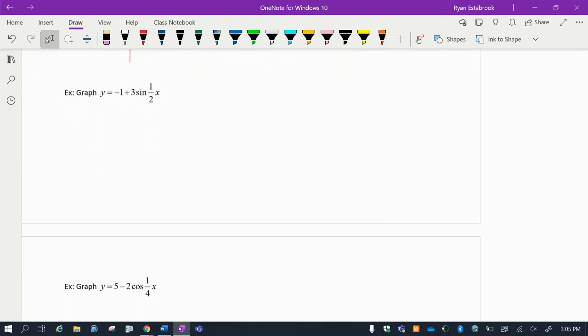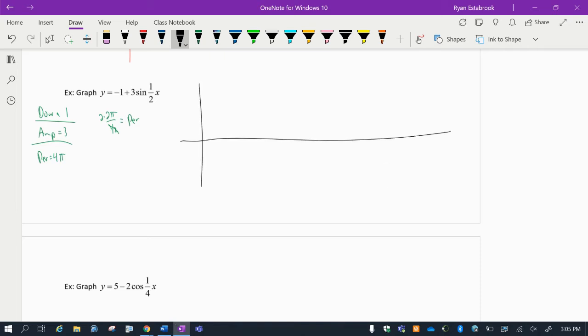Next example. Now this one has quite a bit more going on. Because of the minus 1 up front, it's shifted down by 1. Because of the 3, I know the amplitude is equal to 3. And then the 1/2, well, 2 pi divided by b is the period, multiplied by 2, multiplied by 2, so the period is 4 pi. Now that preliminary work is out of the way, we can go through our normal process.